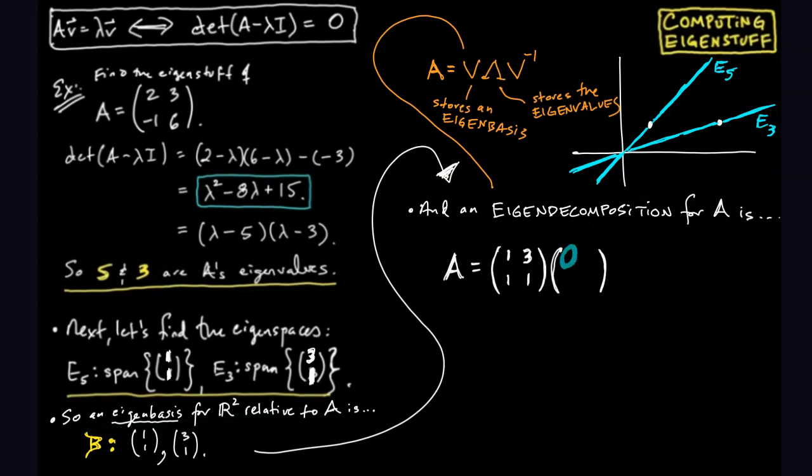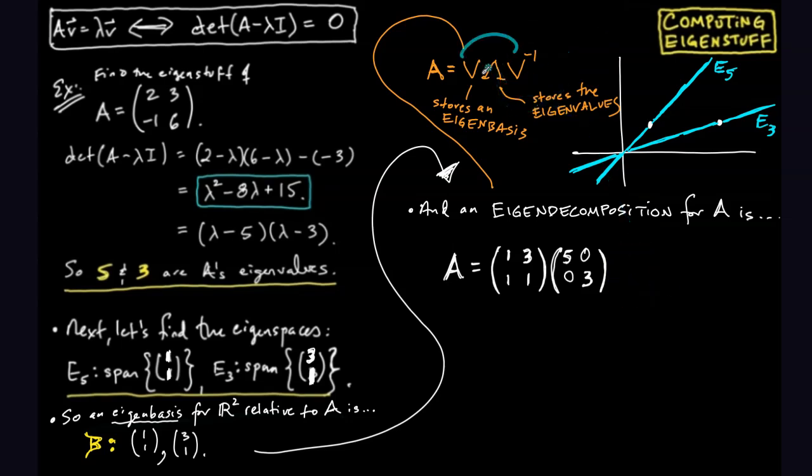So the entry in position (1, 1) is the eigenvalue corresponding to the eigenvector in the first column, which is going to be 5. And the entry in the (2, 2) position is the eigenvalue corresponding to the second column of matrix V. Well, that we know is going to be 3, and it's a diagonal matrix, so of course the other entries are zeros. And finally, we need V inverse.